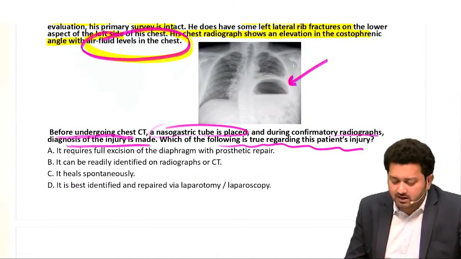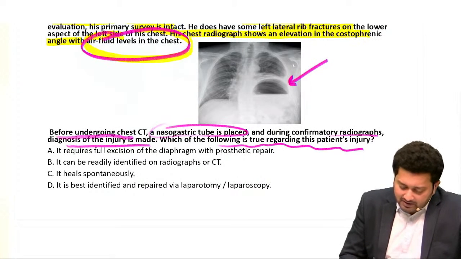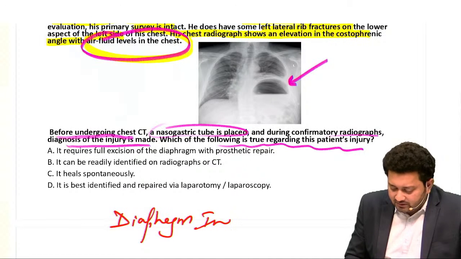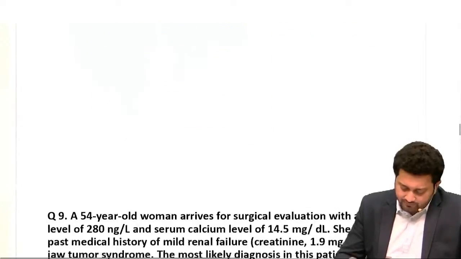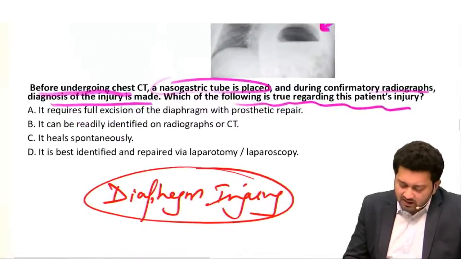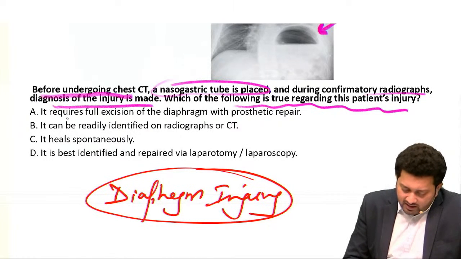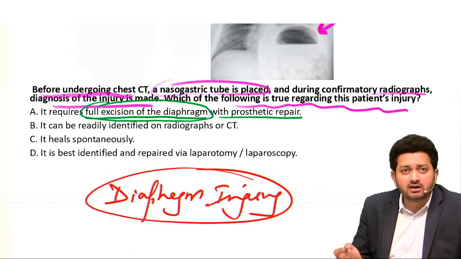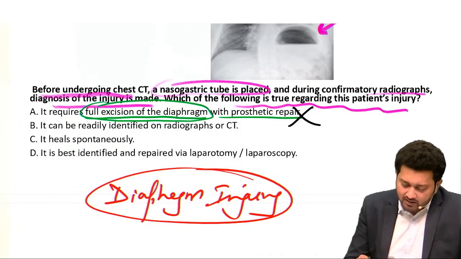Very clear cut, very obvious, very commonly asked question. This is diaphragm injury, traumatic diaphragmatic rupture. Let's see the options first. It requires full excision of the diaphragm with prosthetic repair. Why would we excise the diaphragm? It is not a tumor. This is the most wrong statement, I guess.